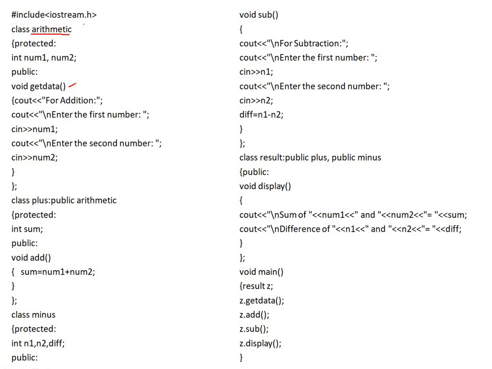Right. Within the void we have written certain number of statements. One cout statement for addition string and cout within the string we have written slash n enter the first number, cin double greater than num1, cout double less than within the string we have written slash n enter the second number, cin double greater than num2. This getData member function is used to read the two numbers into the data members num1 and num2 respectively.